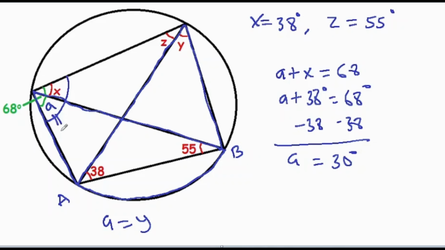So if A is 30 degrees, because A is equal to Y, angles subtended by the same arc AB in the same segment are equal, therefore Y is equal to 30 degrees. Let's proceed to the third example.